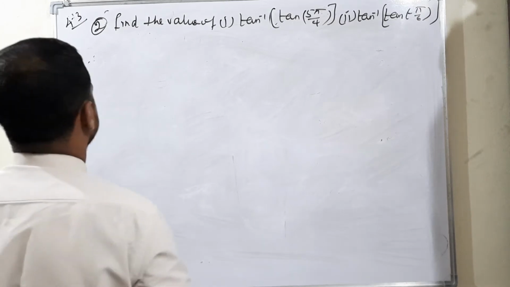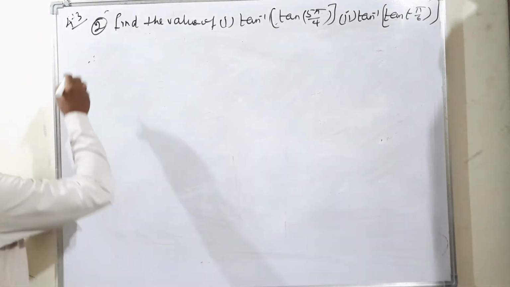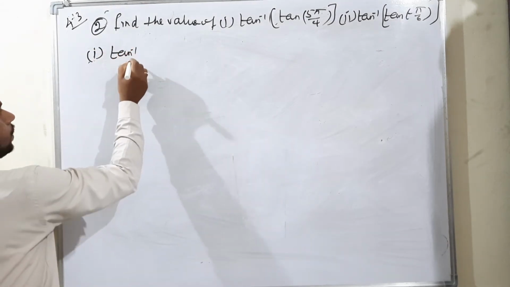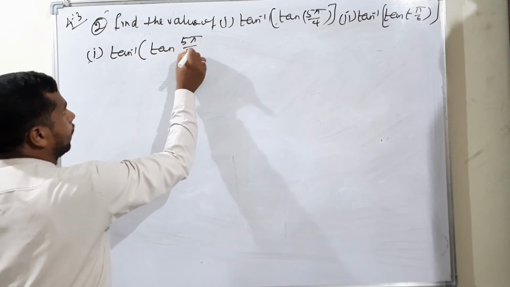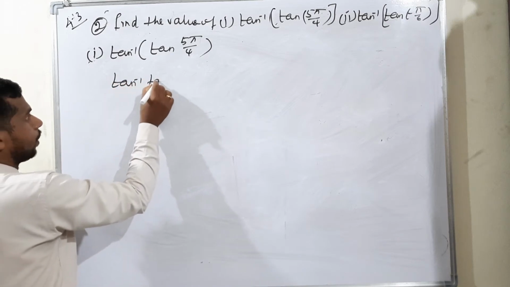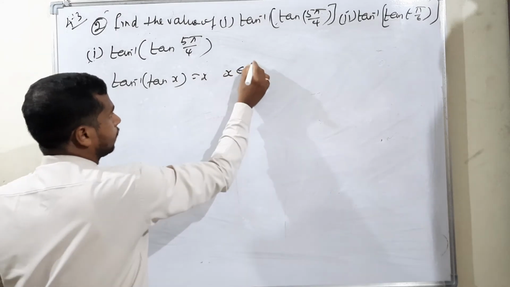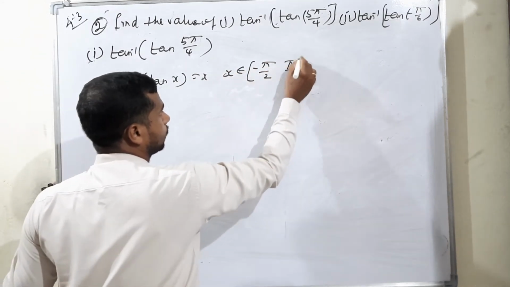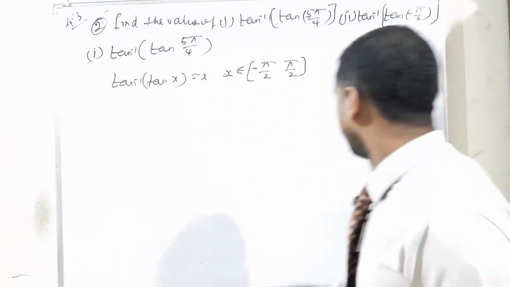Question number 2 from exercise 4.3, find the value of the given 2 subdivisions. Okay, one by one we can discuss. Moving to subdivision 1, tan inverse of tan 5 pi by 4. The basic property: tan inverse of tan x is equal to x when x belongs to negative pi by 2 to positive pi by 2, that is, negative 90 to positive 90 according to the unit circle.